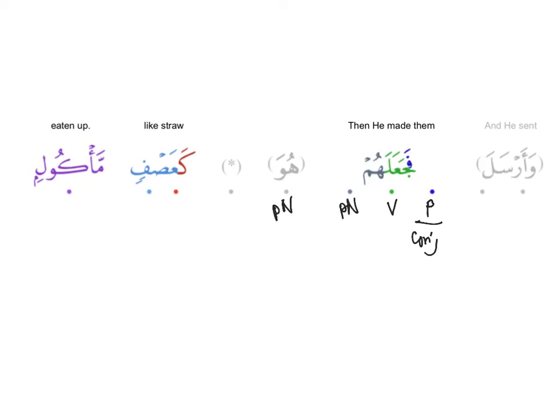So you have verb, pronoun. Ka is a particle of preposition. Asfin would be a noun. Every noun that comes after a preposition becomes an object of preposition. Ma'kulin is a noun. Okay, now let's do the verb, right?